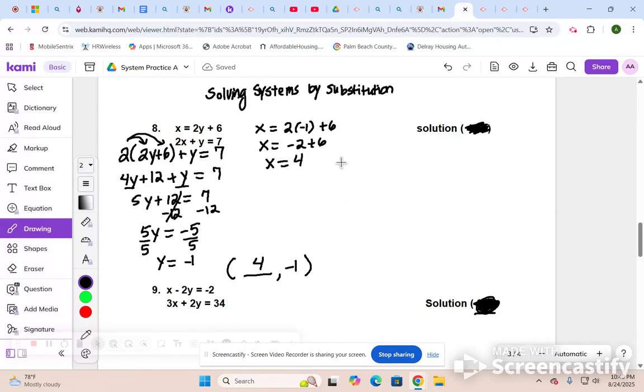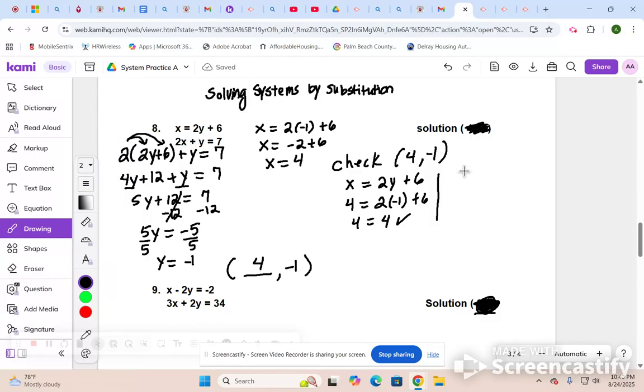Now we've got to check and see if this is the correct solution. So check this solution 4 comma negative 1 in both equations. Start with the top one. x equals 2y plus 6. Let's replace x with 4, y with negative 1, and solve. So that does equal negative 2 plus 6 is going to be 4. So this checks. Let's make sure it also checks in the second equation because it has to work for both of them for it to be a solution.